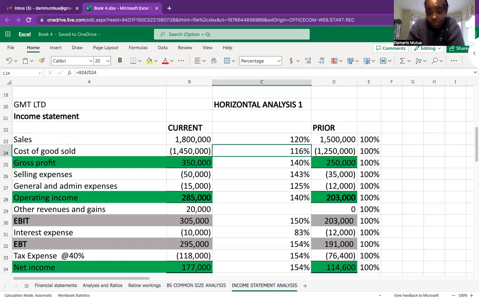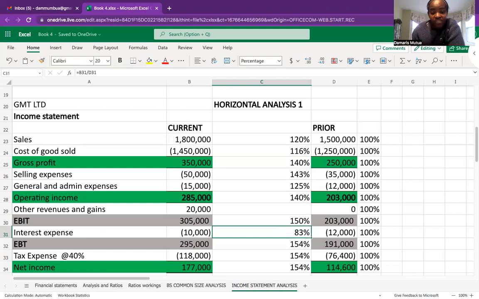Our COG was 100, now it's 116, so it's growing. When we look at, let's say, our interest expense, it was 100% the prior period. Currently, it's 83. It means our interest expense has gone down. And looking at the figures, the prior period, we paid interest of $12,000. At the current period, we are paying only $10,000. So our interest expense has gone down.